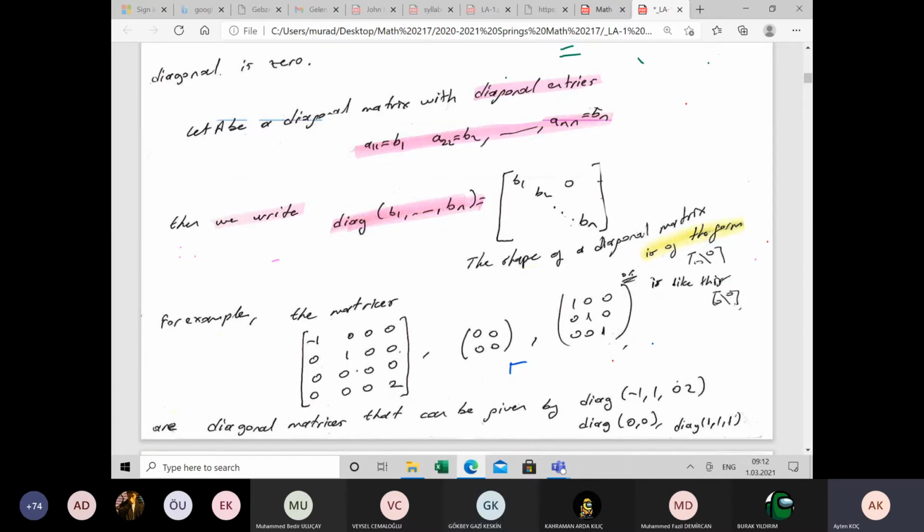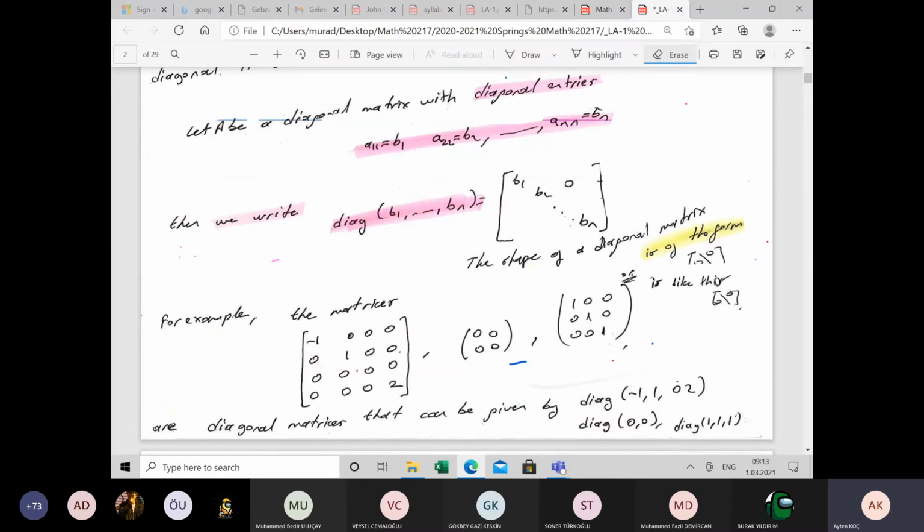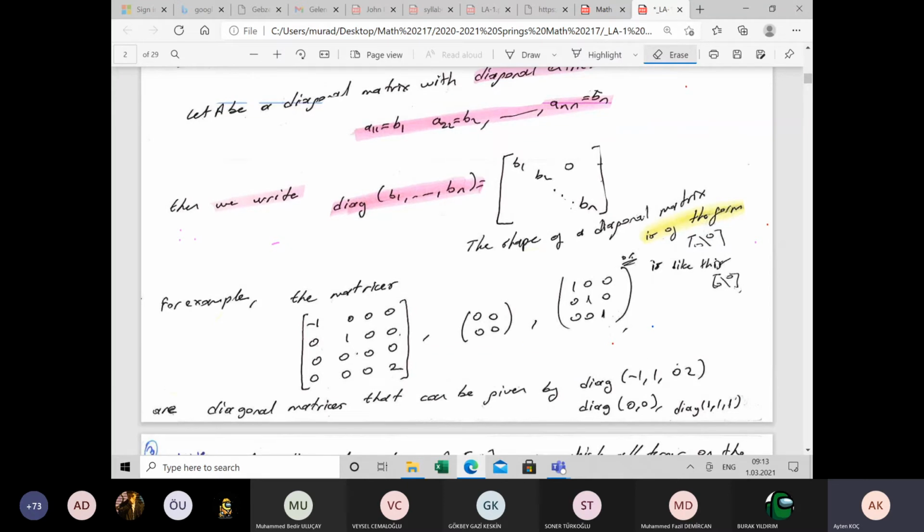Look at this one: 1, 2, 3, for example. Is this one a scalar matrix? No. It contains only one row, but it is not a scalar matrix. This one is a square matrix. The scalar matrix should be a square matrix first of all, and it should also be a diagonal matrix. So let's define the scalar matrix.